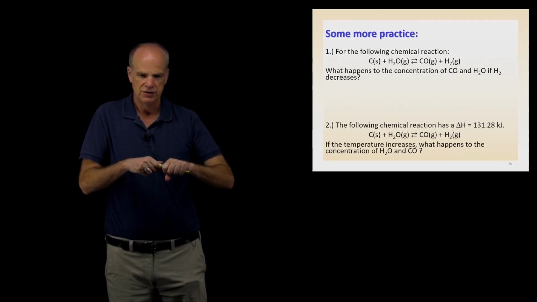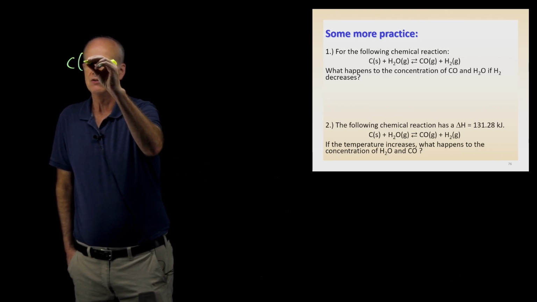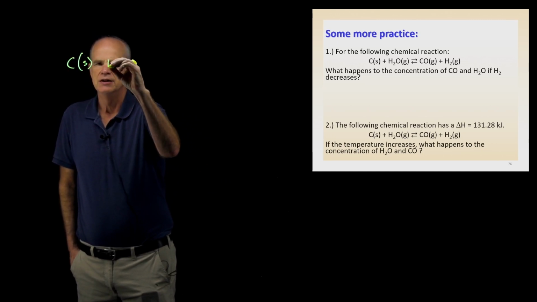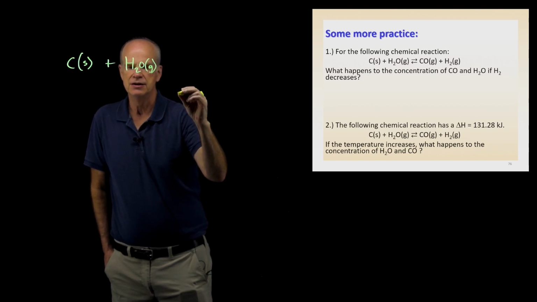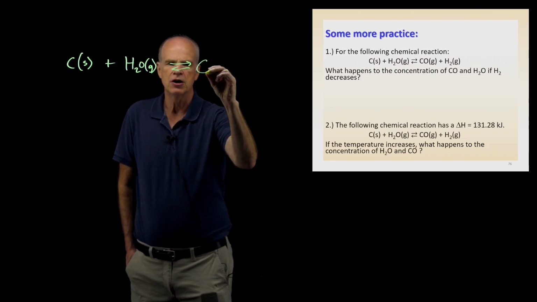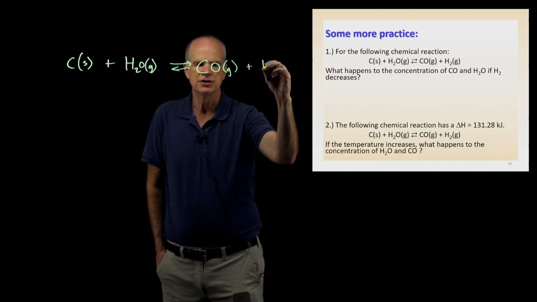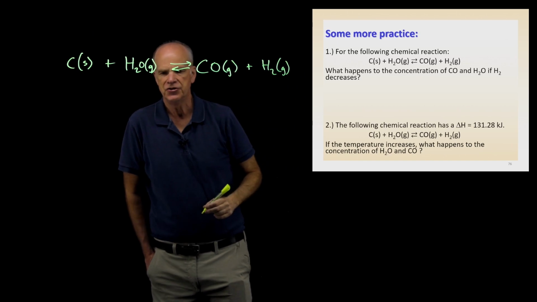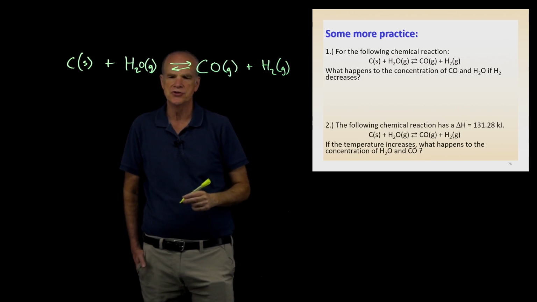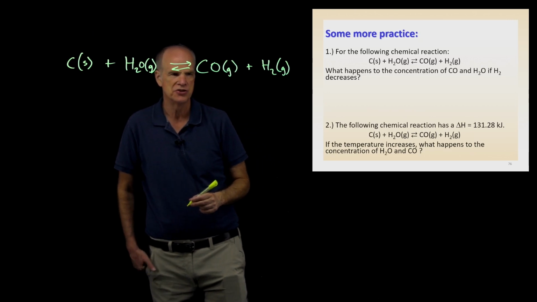Okay, so let me go ahead and write out the reaction here. So we have carbon in the solid state reacts with water in the gaseous state, and it produces carbon monoxide in the gaseous state and hydrogen gas in the gaseous state. And so what happens to the concentration of carbon monoxide and water if hydrogen decreases?